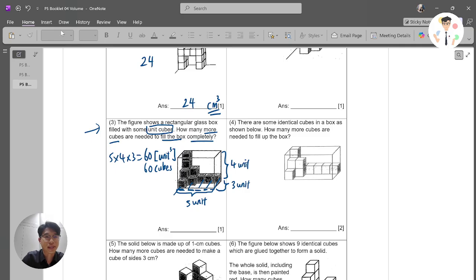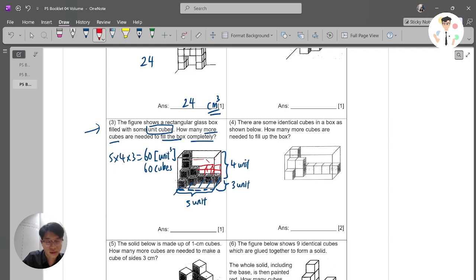But some of you might be thinking, teacher, can I just count? I just add. Teacher, I add 1 more here. I add 1 more here. Then to fill in this side. Then I add. Can I not? Can I do that? Yes, you can do that. But of course, the tendency of making mistakes is higher. Okay? So yeah, that's basically how the questions can be.